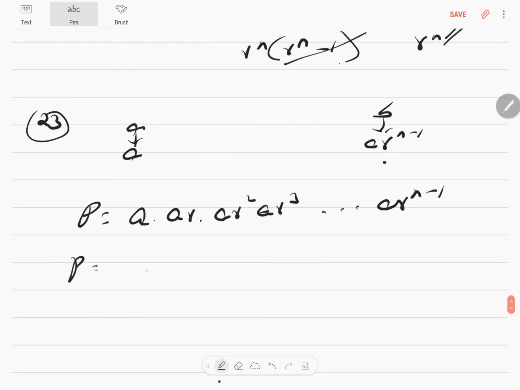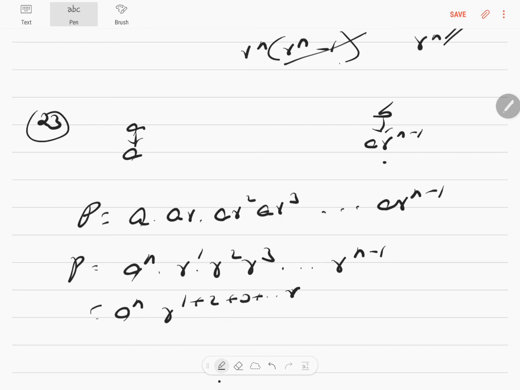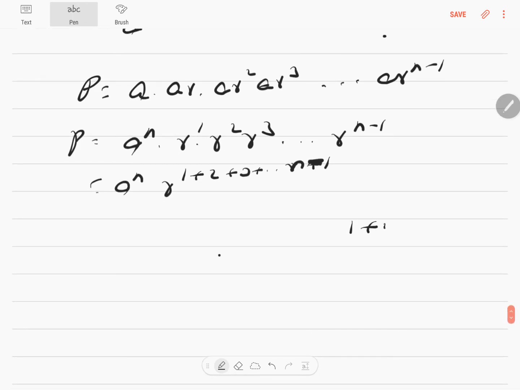How many times is a there? a to the power n, r to the power 1 into r to the power 2 into r to the power 3. I'm just consolidating r to the power n minus 1, all the r's together. So a to the power n into r to the power 1 plus 2 plus 3, bases are the same, the powers can get added, up to n minus 1. Okay, you know that 1 to n, 1, 2, 3, 4, 5, 6 till n is n into n plus 1 by 2. Do you know that?